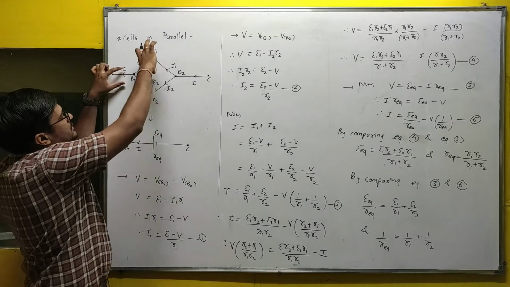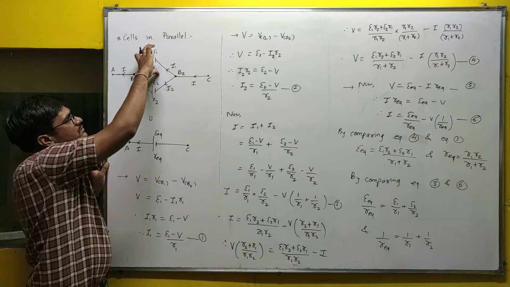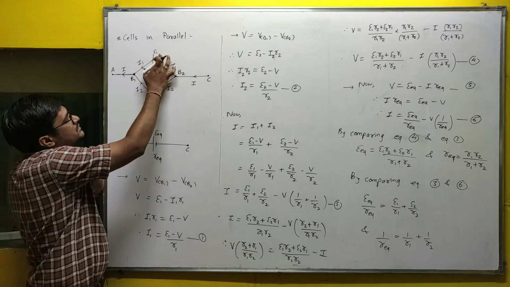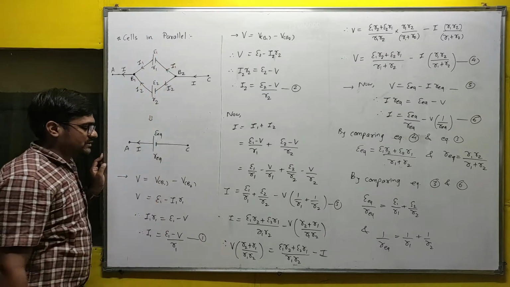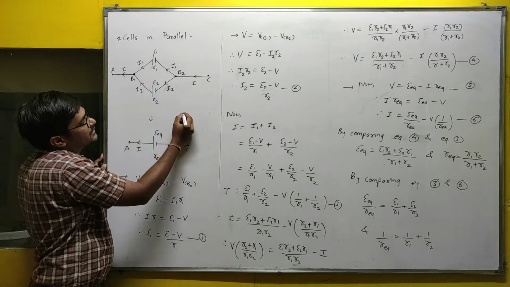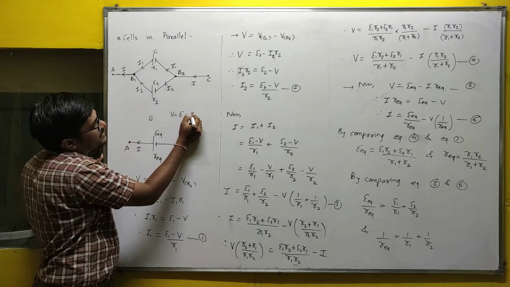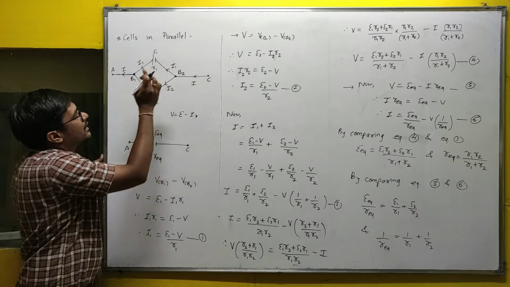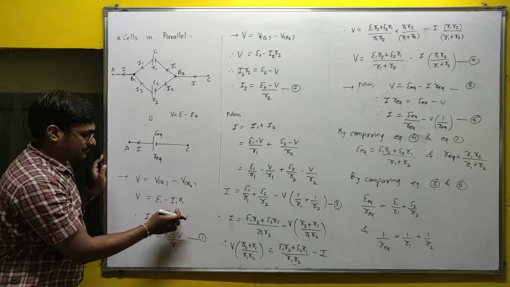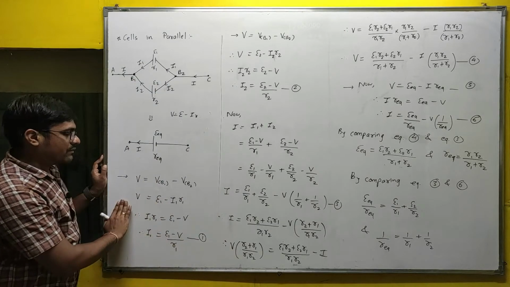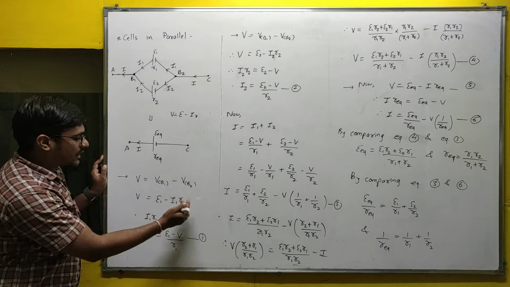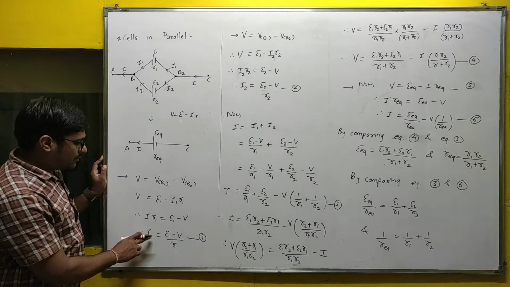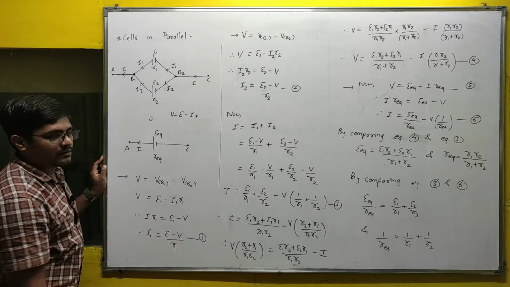Consider the first cell, whose terminals are connected between B1 and B2. So the potential difference between B1 and B2 is the terminal voltage of this first cell. The terminal voltage of a cell is given by E minus IR. So write the terminal voltage of the first cell as V equals E1 minus I1 R1. Now take I1 R1 to the left side and V to the right side, so it becomes positive and V becomes negative. Now make the formula of I1, that is I1 equals E1 minus V divided by R1.